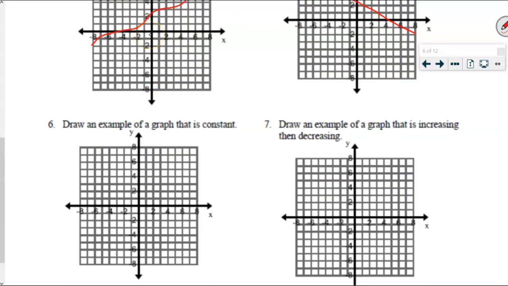And one that is constant, it is not increasing or decreasing, so this would be like a y equals, and then just having a y-intercept, y equals 5. That would be constant. So now, what could we draw for an example of a graph that is increasing and then decreasing? What would that look like, Brock? If you want to go up and do it up on the board, you can, since it's going to be kind of hard to describe. So go draw that.